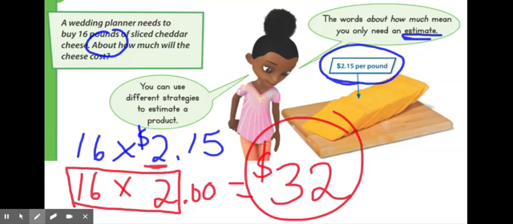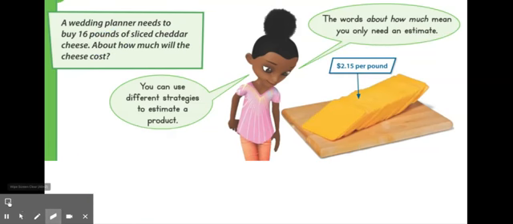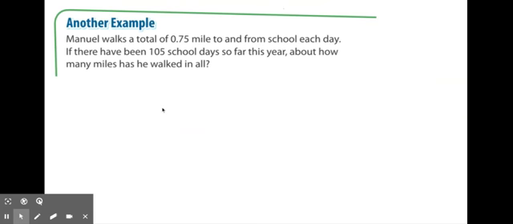Our book has a couple other ways of solving this problem. Remember, with estimates, sometimes there are more than one way to get a correct answer. This estimate here tells us there's about $32 needed to buy this cheese. Let's take a look at another example. This next example is on the next page of our book.